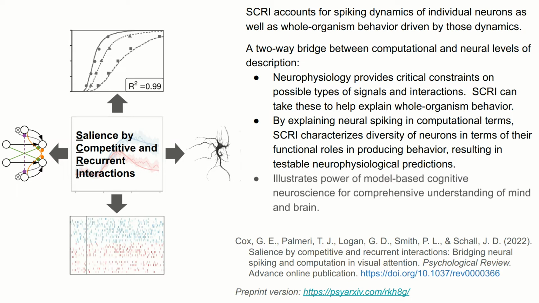More broadly, I believe SCRI illustrates the power of the burgeoning field of model-based cognitive neuroscience to unite researchers from different areas and lead to a more comprehensive understanding of mind and brain that reaches across levels of description.